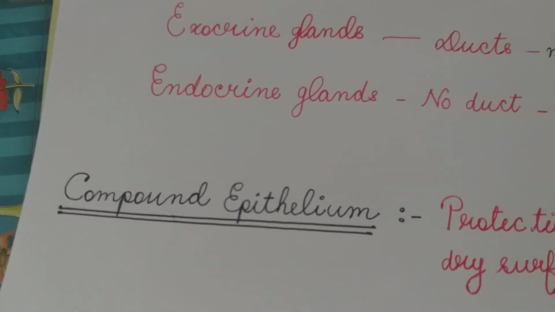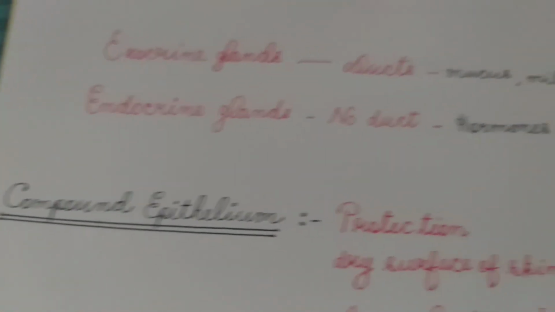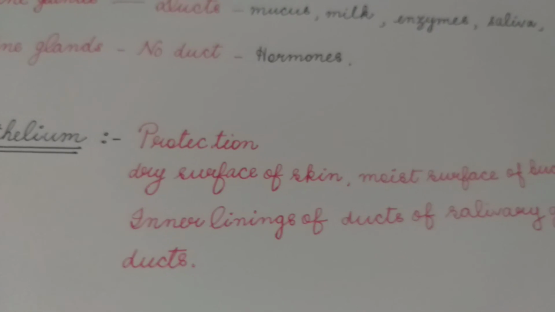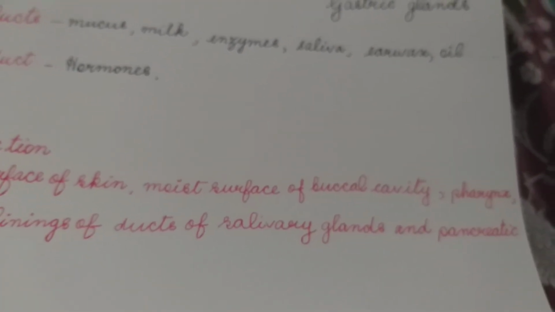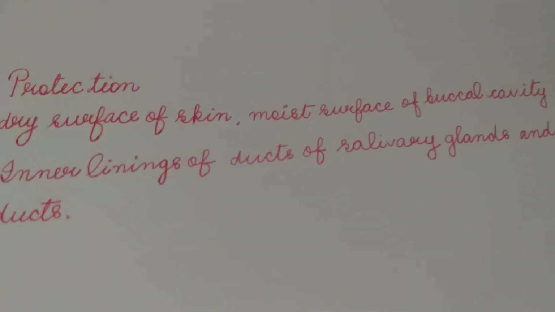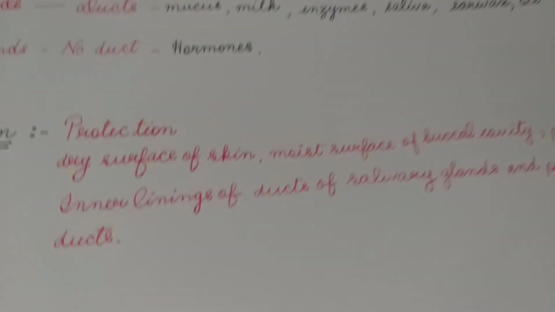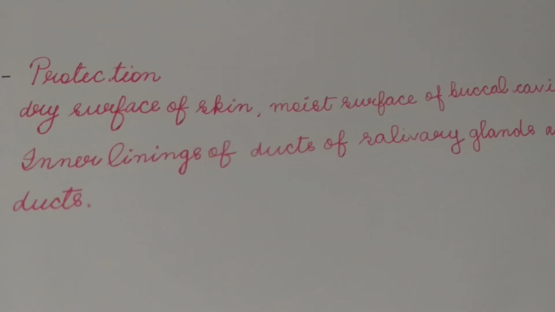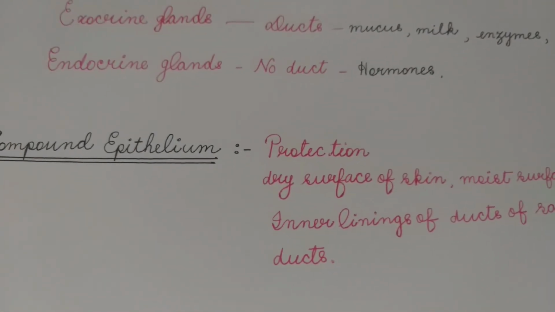Now, compound epithelium. Compound epithelium consists of two or more layers of cells which always provide protection. They cover the dry surface of skin, the moist surface of the buccal cavity and pharynx, and the inner linings of ducts of salivary glands and pancreatic ducts. They do not have any role in secretion and absorption. This is the compound epithelium.